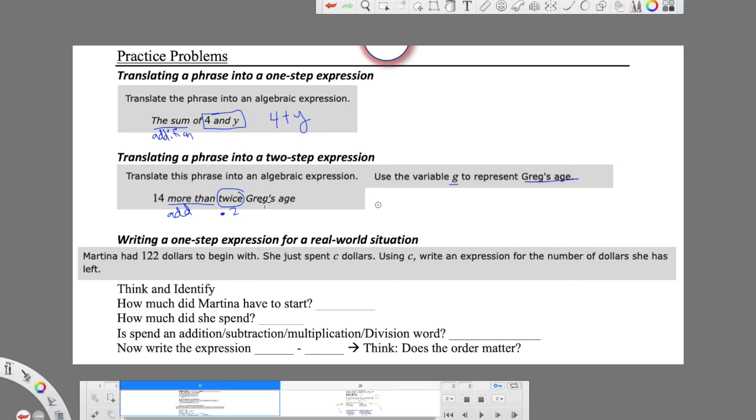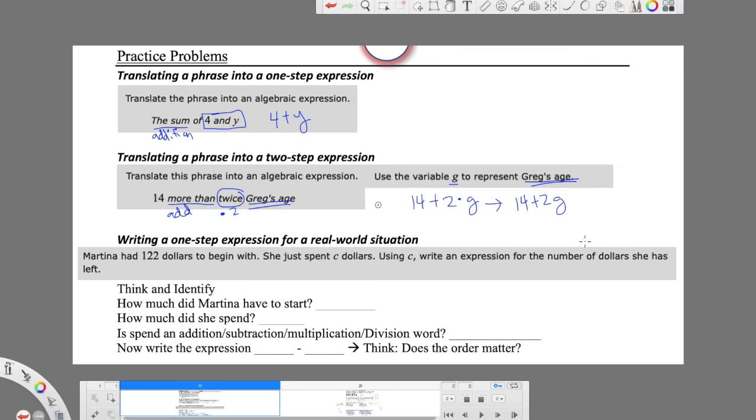So just understanding a couple of these words can help me write this expression out. I have 14 more than 2 times Greg's age. And remember, they told us to use g for Greg's age. When you type this into Alex, you wouldn't actually use the little dot. You would just smush them together like that. So it would be 14 plus 2g.